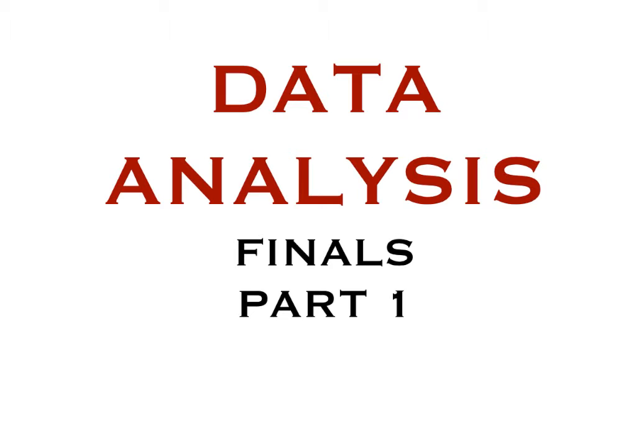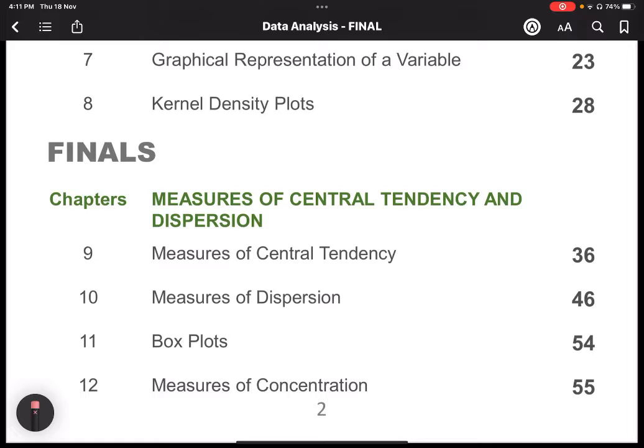Now we just finished the midterm part 1 and part 2. Now we will be discussing the lessons for the finals. So for the first part, we have the measures of central tendency and measures of dispersion. Then for the second part, we have the box plots and measures of concentration. For this lesson, we'll be discussing these two, measures of central tendency and measures of dispersion, as part 1.